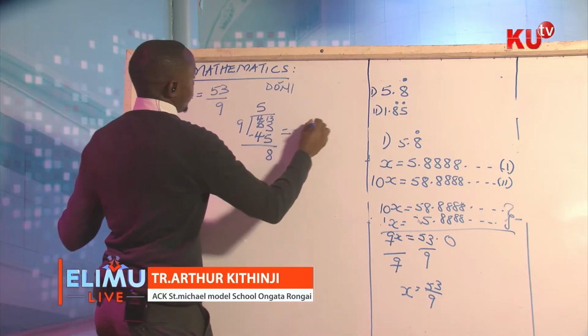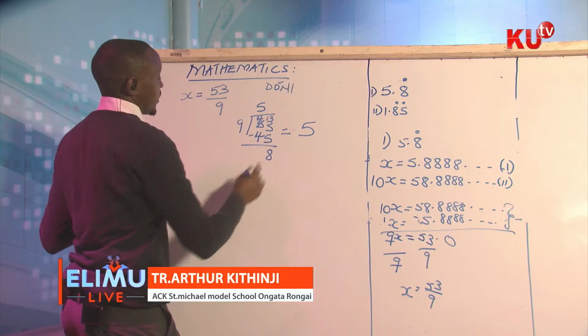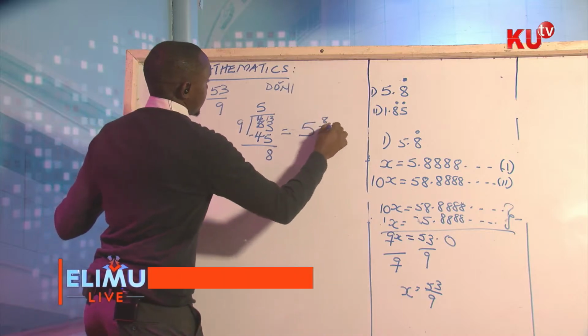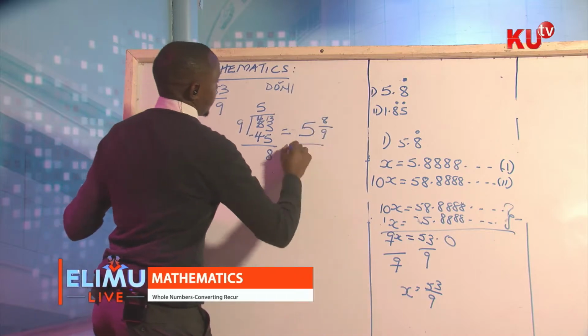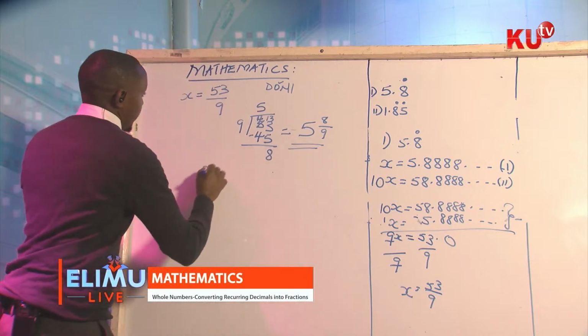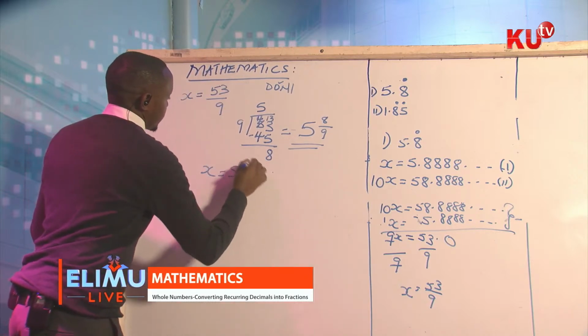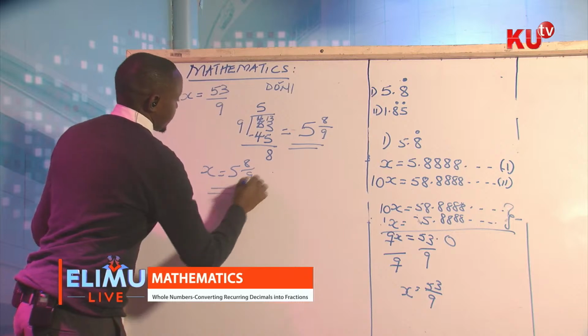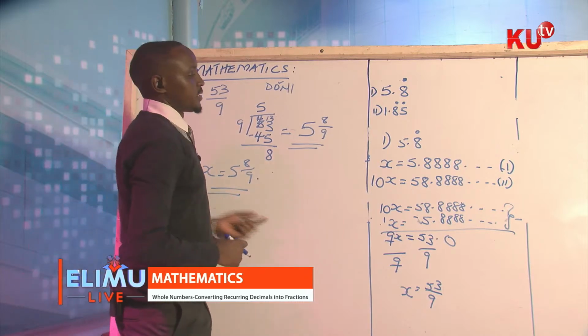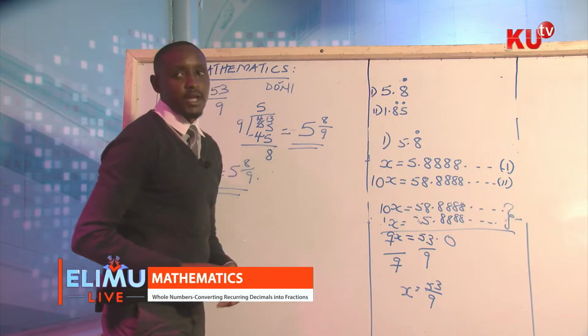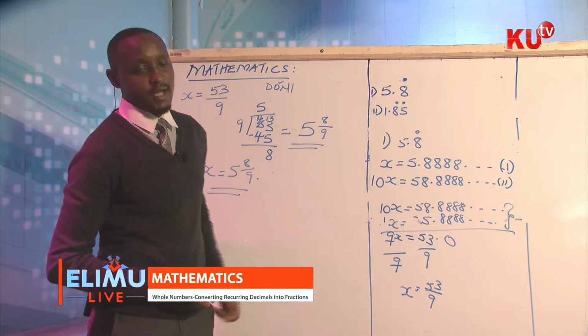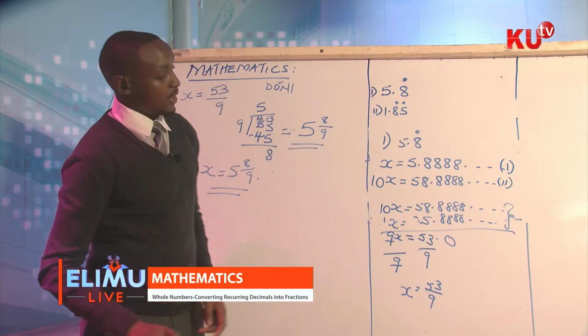Now, if we have 5 as the whole number and our remainder as 8, then our fraction is 5 and 8 over 9. So our x is 5 and 8 all over 9. This is the fraction which was converted to give out 5.888 recurring as a decimal. Let's look at example 2.